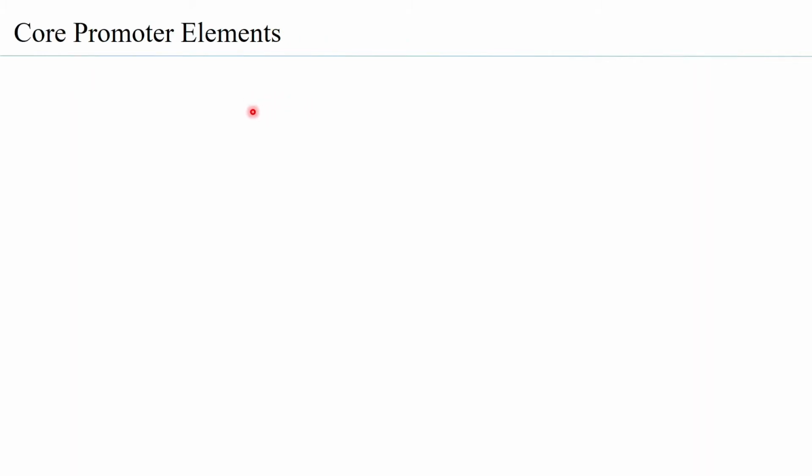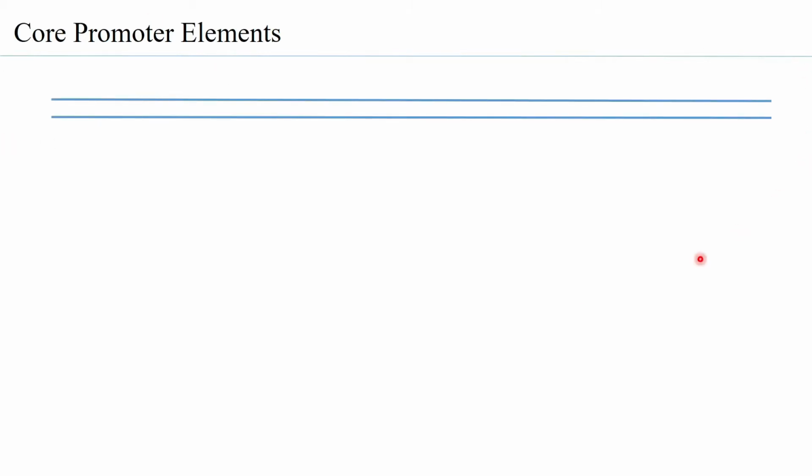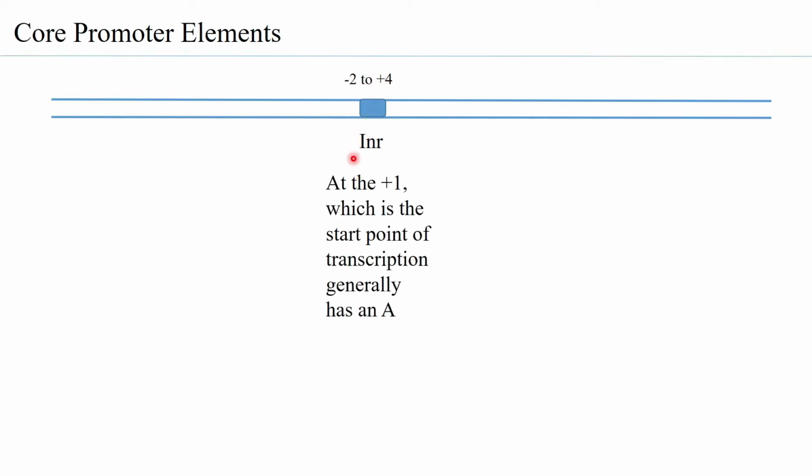So let us look at how these core promoter elements are positioned within the promoter region. We are now going to consider mainly the promoter region, and within it you will find a motif called the initiator. Interesting to note is that this initiator is anywhere from -2 to +4 relative to the start point, which means the start point is present within the initiator region itself, and noticeably the start point is always an A.